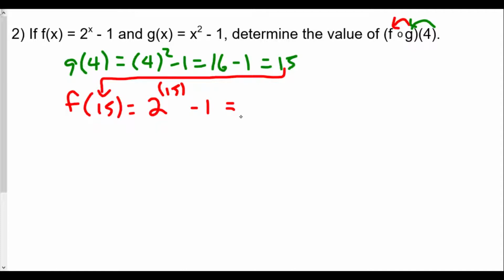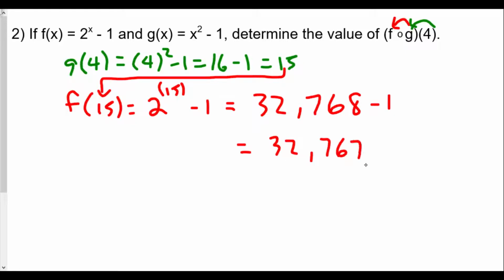Now we'll use a calculator to find 2 to the 15th power. 2 raised to the 15th is going to be 32,768. But then we have to remember minus 1, okay? Which means our final result will be 32,767. And that's the answer for number 2.